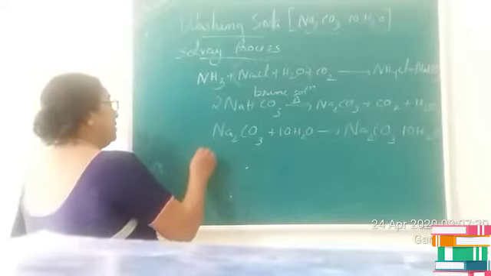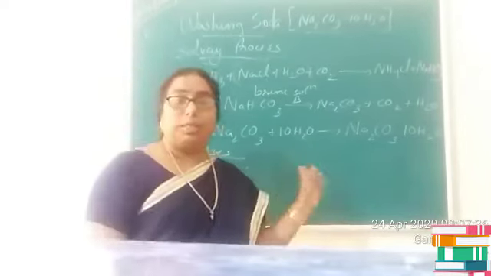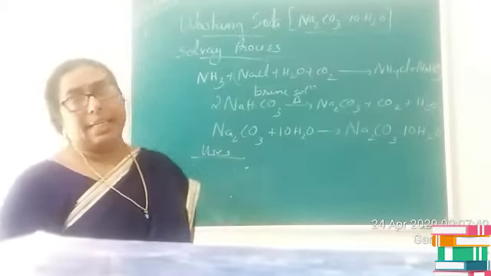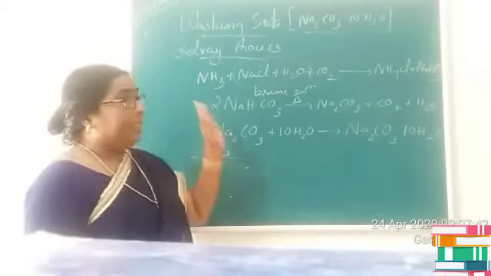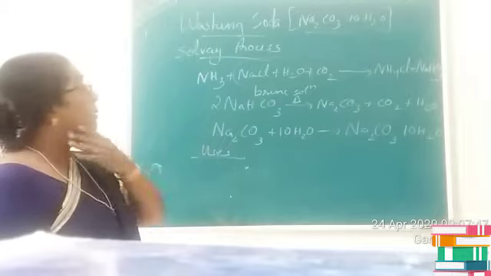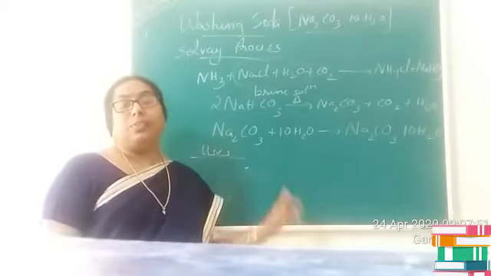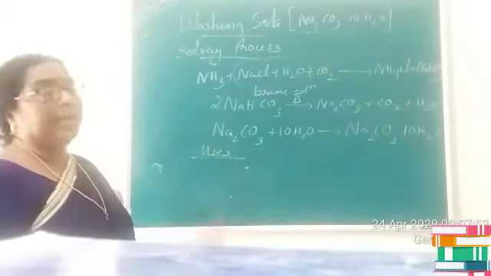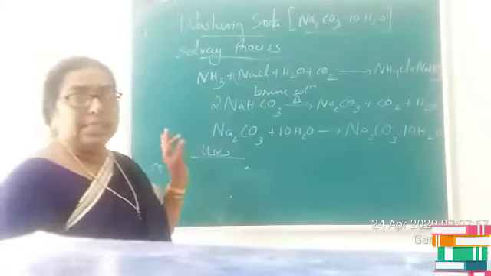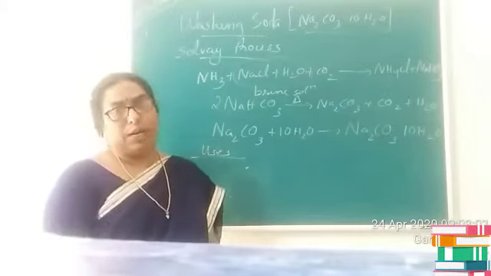Now if you consider the uses, this is used in the manufacture of soap, glass, and as well as in the textile industry. Is it clear? This is used for the production of sodium compounds like borax. It is also a very important compound used to remove the permanent hardness of water.